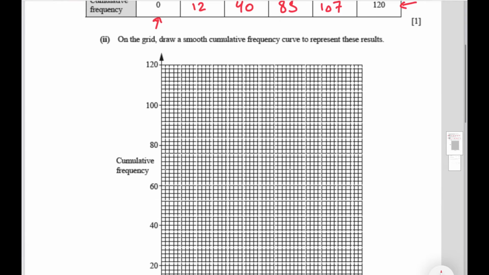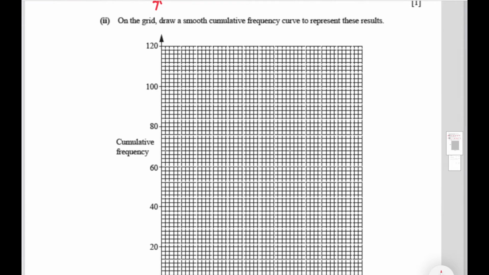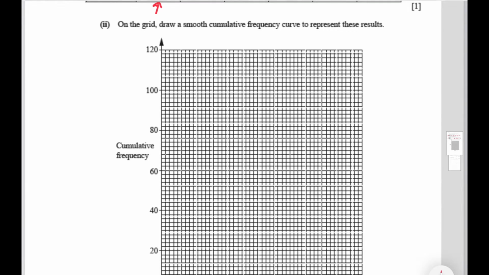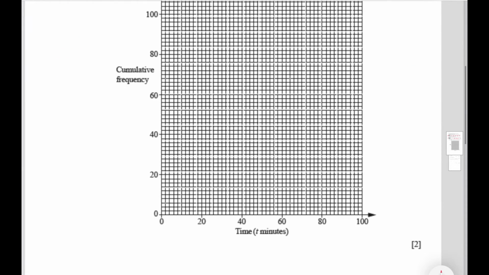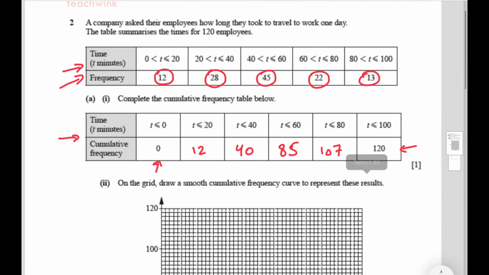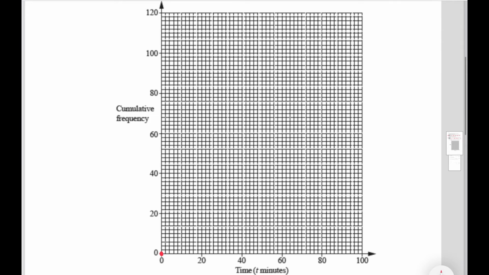The next part of the question says, on the grid, draw a smooth cumulative frequency curve to represent these results. Okay, so let's start with the first value. At 0, we plot a 0 on the origin right here. The next is 20 and 12. So you do 20 and then you do 2, 4, 6, 8, 10, 12 right here. The next value goes there.